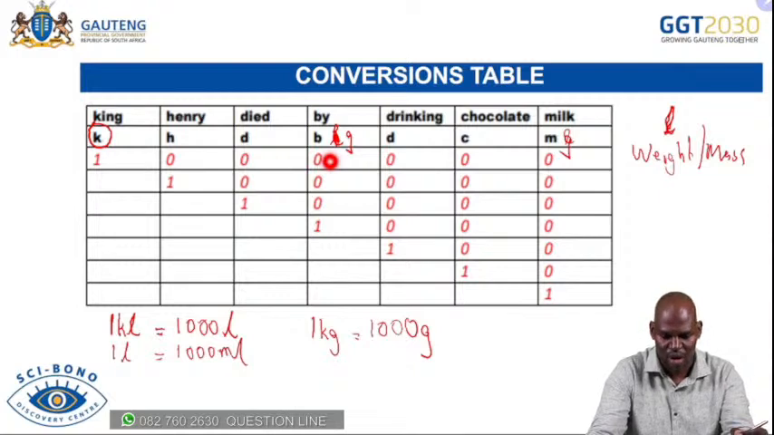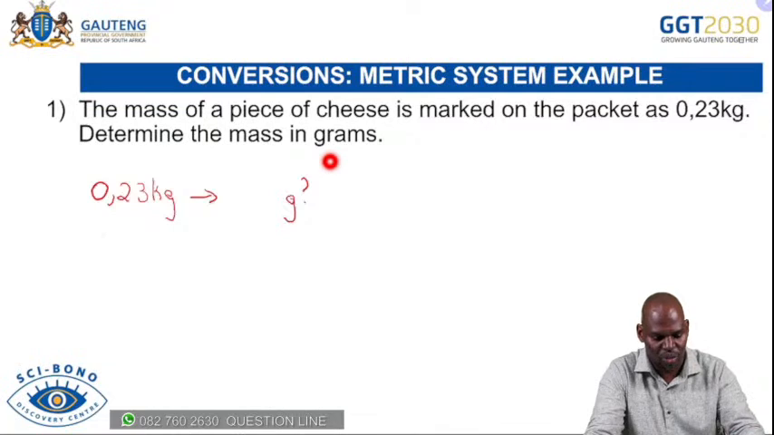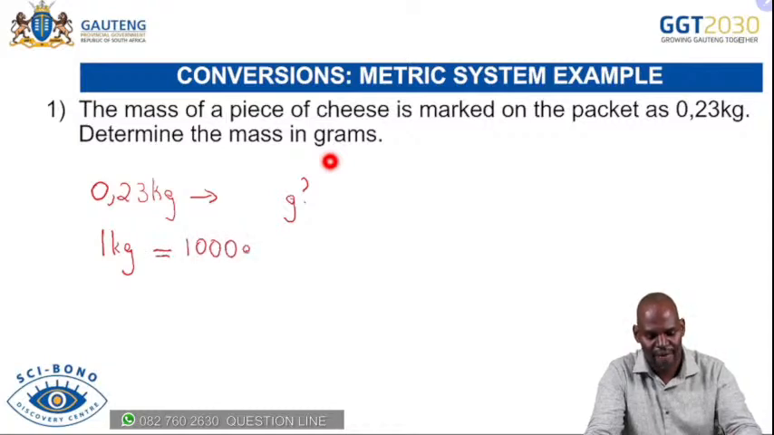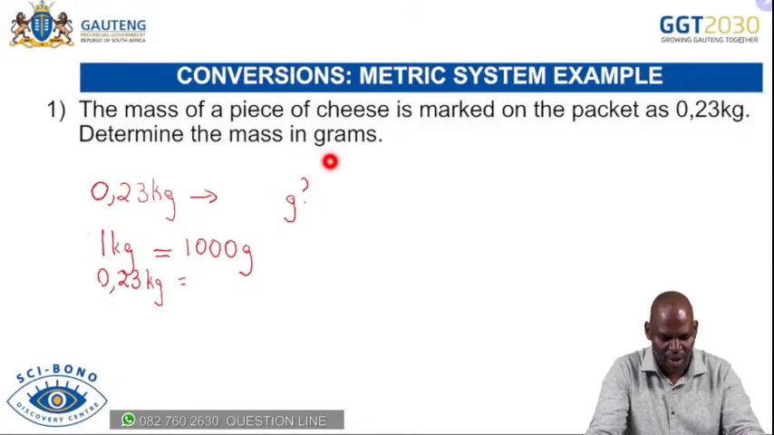So let me go back to my question where we say convert 0.23 kilograms to grams. Then we know we start with 1 kilogram, which is equal to 1000 grams. Then we've got 0.23 kilograms that must be converted to, and you can use any letter. Because we're converting the mass, our mass now will be in grams, so we can use the letter M. Then we do the cross multiplication.